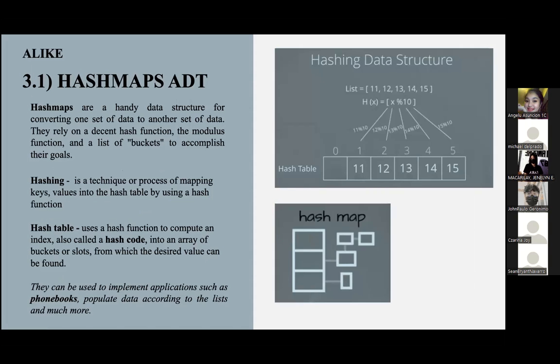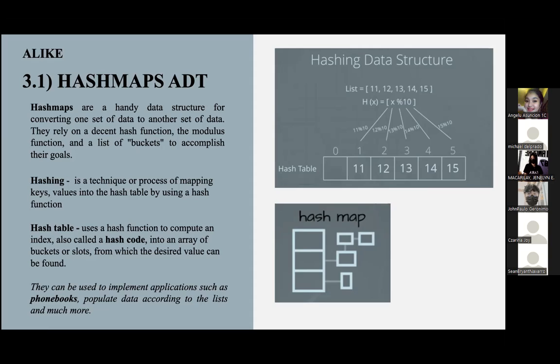Hashmap ADT. Yung hashmap ADT naman po are handy data structures for converting one set of data to another set of data. They rely on the hash function, the modulus function, and a list of buckets to accomplish their goals. So sa hashmap naman po, ito po yung may goal po sila according to their function, and also may modulus function din po siya and buckets.